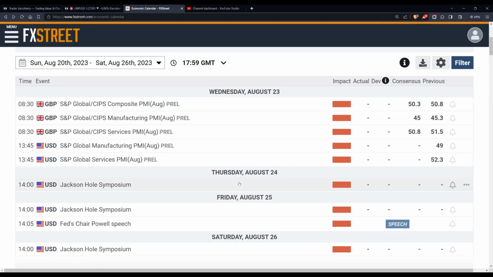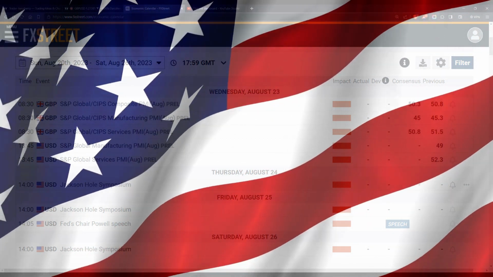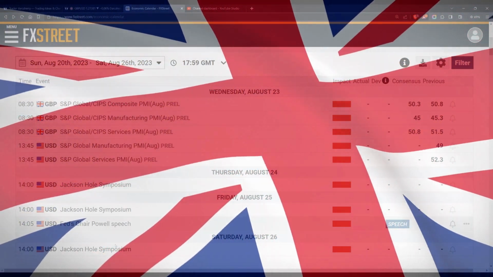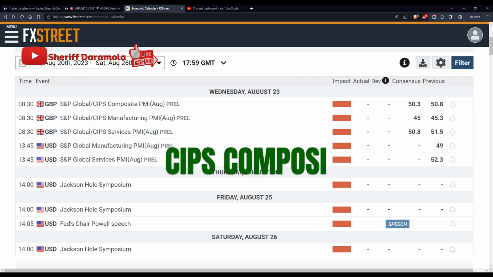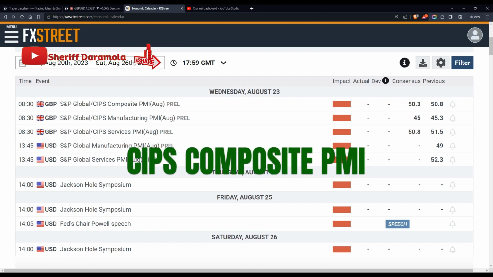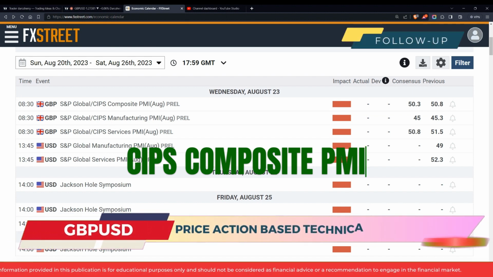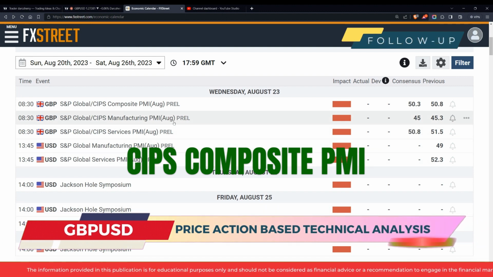Now, on the economic calendar, I was able to pull out a couple of high impact events coming in from both the US and the United Kingdom's economies. Now, the first high impact event for this week is going to be on Wednesday, and in fact, we have a series of S&P Global publications for the week. Now, the first one here is the CIPS Composite PMI, which is a key economic indicator that offers insight into the overall health of the United Kingdom's economy by combining both the manufacturing and the services sectors purchasing managers indices.